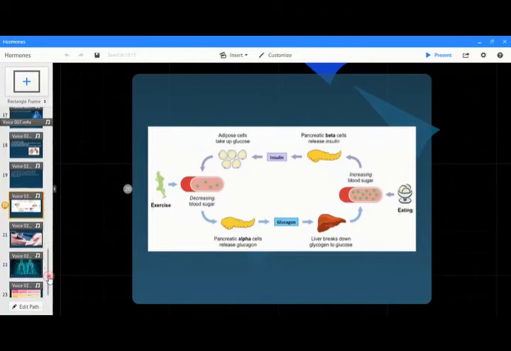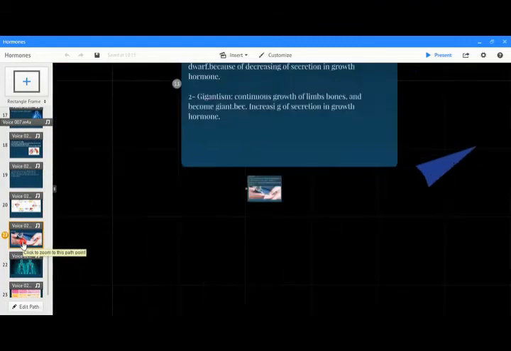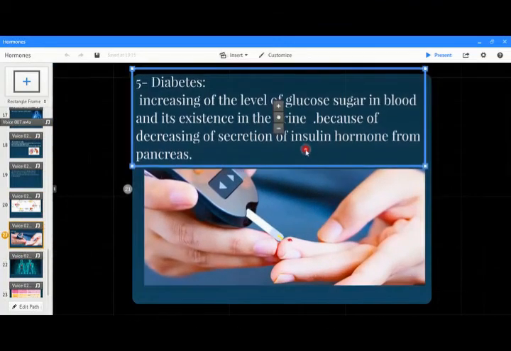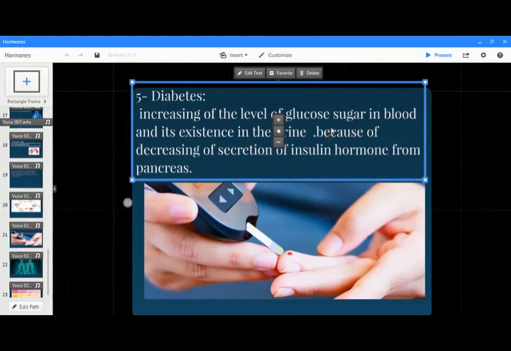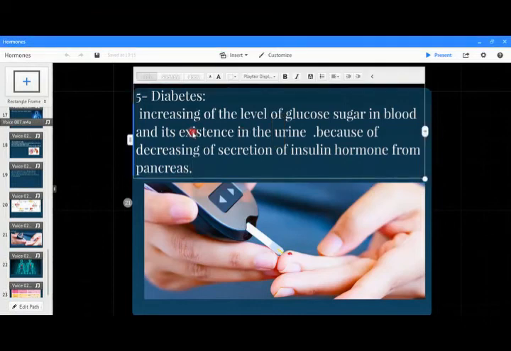And you know the common disease that may occur by this disorder of the pancreas hormone, which is called diabetes. Diabetes means an increase of the level of glucose sugar in the blood, and its existence in the urine, because of a decrease in the secretion of insulin hormone. That's why the percentage of sugar in the blood increased, and it even exists in the urine of the patient.